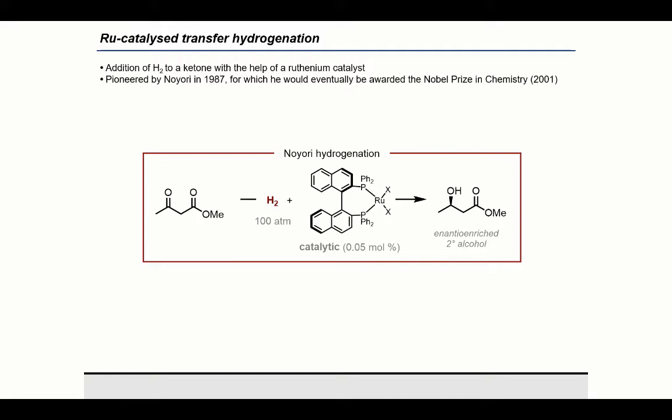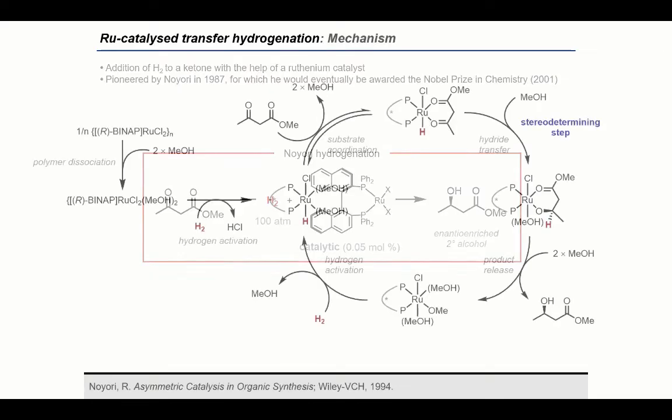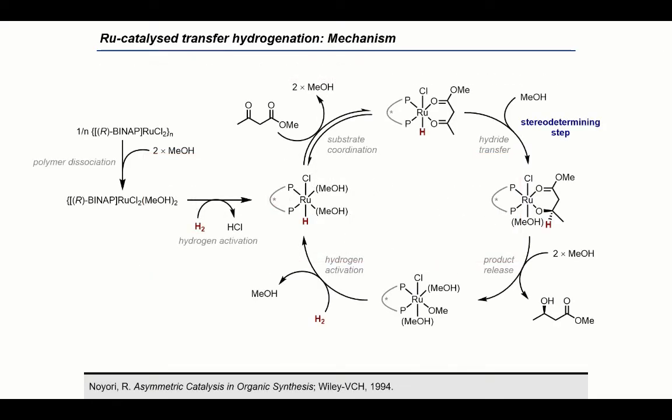For this discovery, Noyori won the 2001 Nobel Prize in Chemistry alongside Knowles and Sharpless. So let's take a closer look at its mechanism. Now the mechanism can look a bit complicated at first, but let's take it step by step and pick out the key points. The catalyst is thought to originally be present in a polymeric form, which is depolymerized to its active form by coordination of the solvent, in this case methanol.